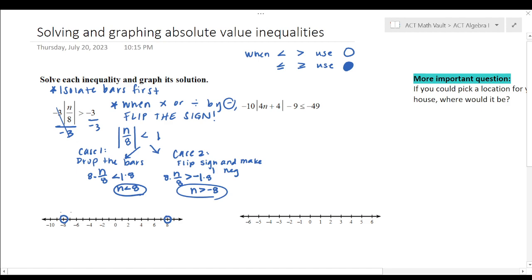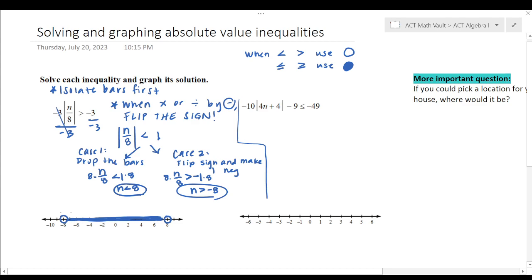And then with thinking about where our shading goes. So if it says less than the positive, but greater than the negative, I know that my shading is going to go between these circles here. So that includes all of these numbers, but not -8 and not +8. Okay, now let's move on to this situation.